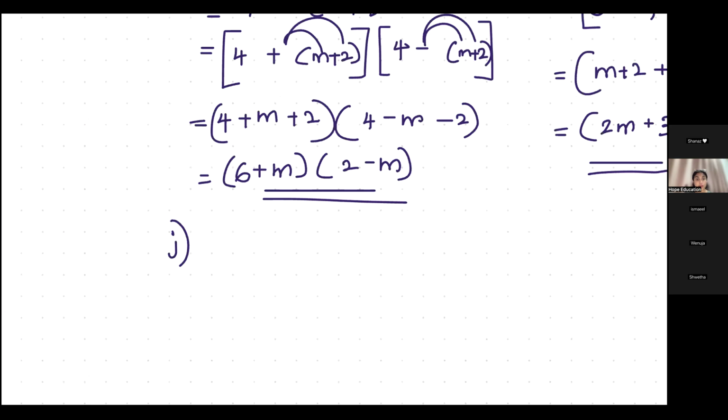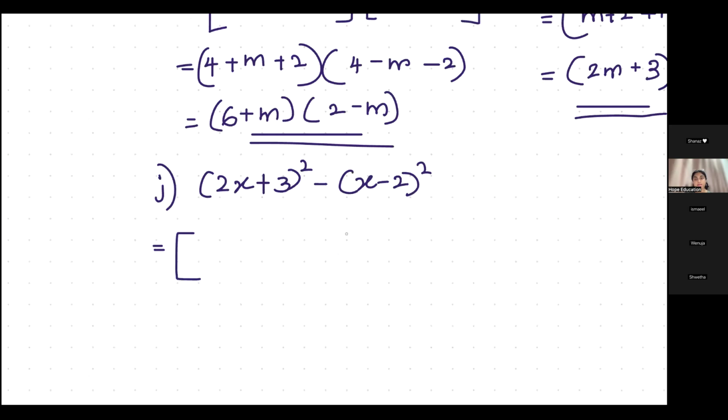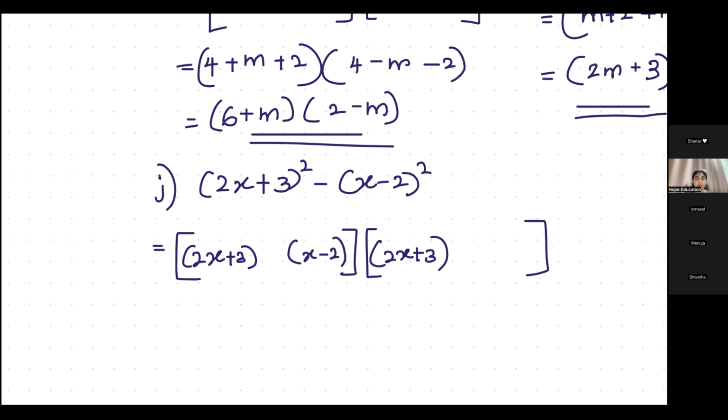(2x plus 3) squared minus (x minus 2) squared. So again, I open two brackets. Here 2x plus 3. Here also 2x plus 3. Here x minus 2. It's x minus 2, no? Yes. And here also x minus 2. Here I put plus, here I put minus.